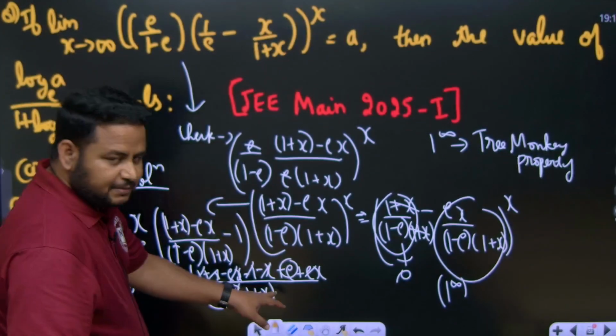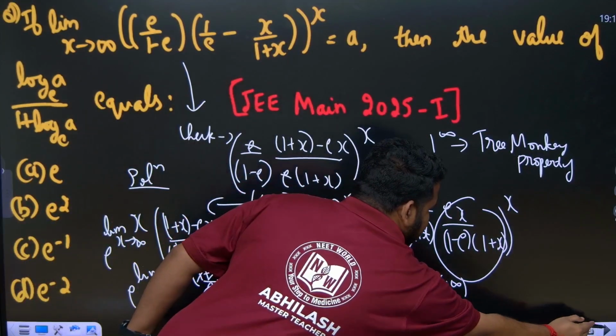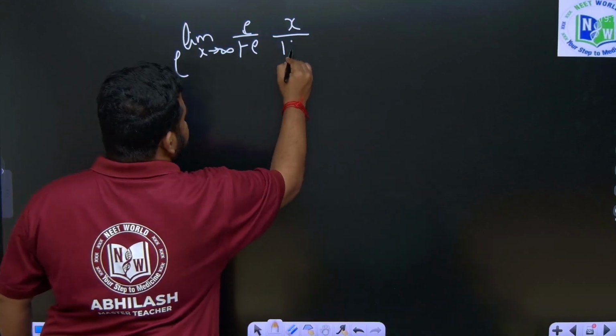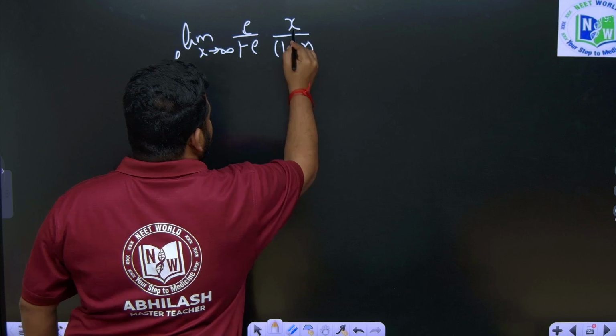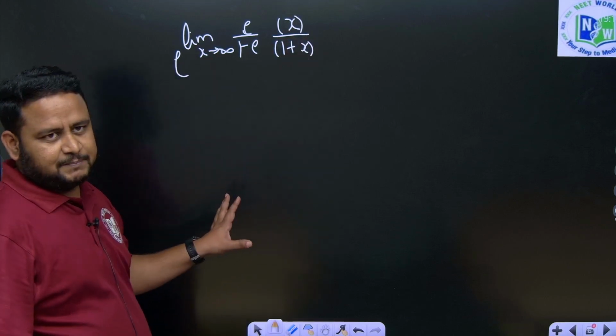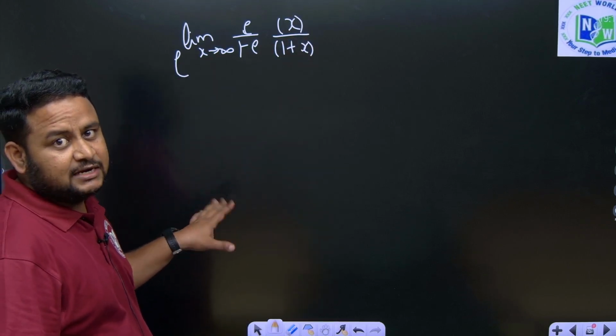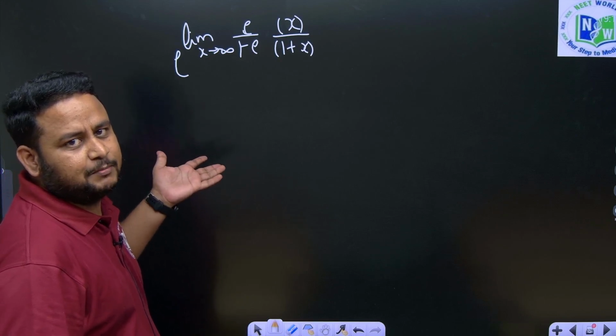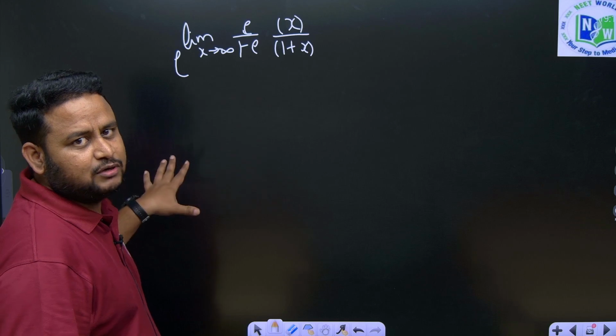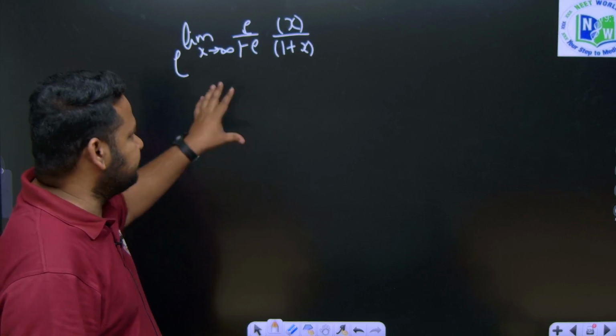This is multiplied by 1 plus x. So I can write 1 plus x as it is here. In the previous one we applied the 1 to the power of infinity form. That is what we applied, the tree monkey property. In the tree monkey property, what will happen? The monkey will come down from the tree. You will remove one branch. That is what we applied.